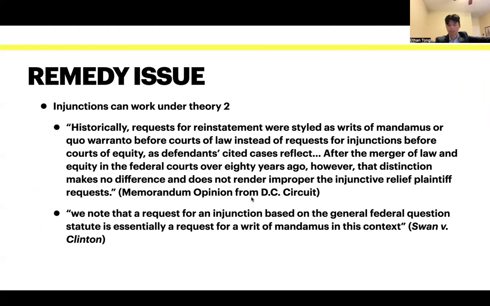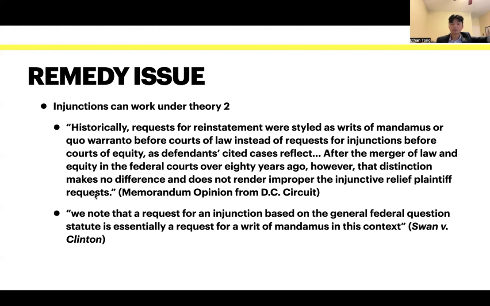And here's a quote. This is not in our case packet. This is just a memorandum opinion from the DC Circuit in, I believe, the case of Trump v. Wilcox. Not in our packet, so you can't really quote it, but you can know this. This is what they say. Historically, requests for reinstatement were styled as writs of mandamus before courts of law instead of requests for injunctions before courts of equity, as Trump's cited cases reflect. So they're saying, historically, we used to have these dividing lines. But, catch this, after the merger of law and equity in the federal courts over 80 years ago, however, that distinction makes no difference and does not render improper the injunctive relief plaintiff requests.